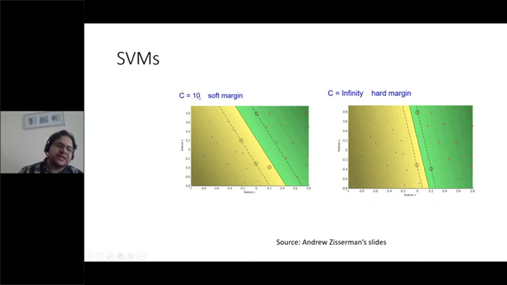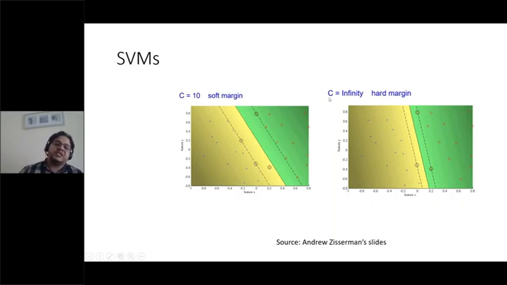When we say C equals 10, it doesn't mean that we are ignoring 10 points or so. It's just a value inside the formula. The number of points that will be ignored is determined after computing the whole thing, or the cost function that we are trying to optimize. So here in C equals 10, we just got one ignored point in here, and the margin became bigger. And these are the support vectors.